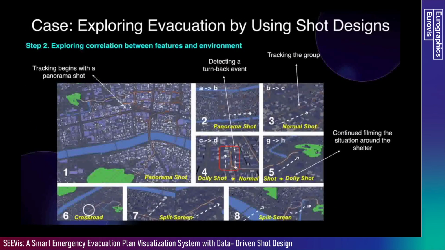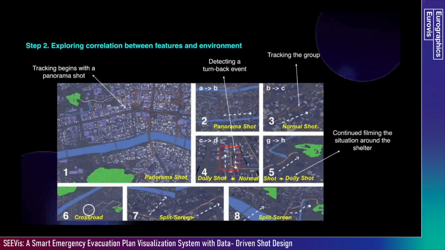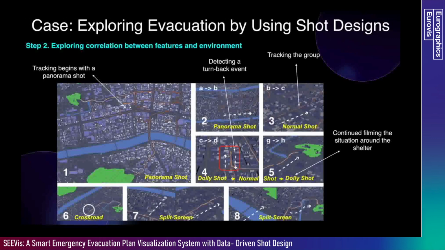Our system starts with a panorama shot to check the evacuation group. Then, the camera starts checking the group with a normal shot. They observed that the agents turned back and selected another evacuation route because the buildings along the way were cramped and all the roads were blocked. The system detected this event and reduced the camera movement speed. That allows users to observe the situation.